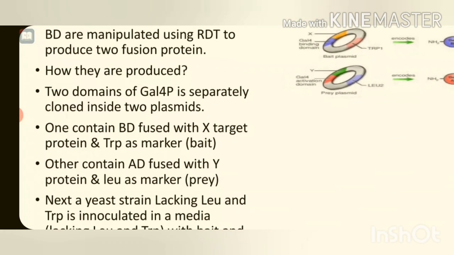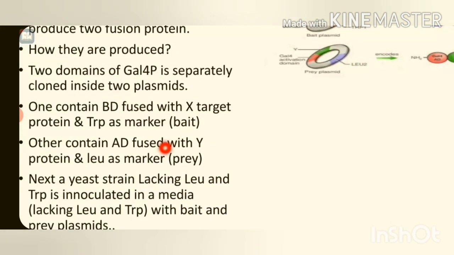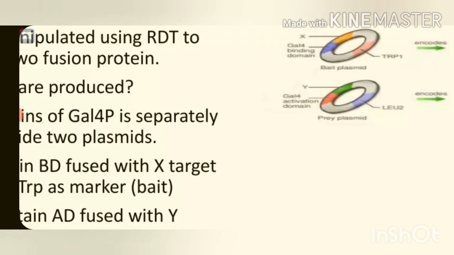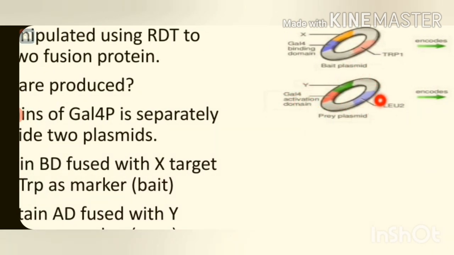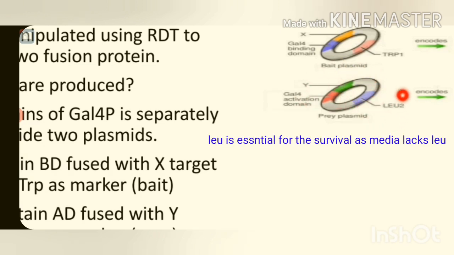Next, what happens? The other plasmid contains the activation domain fused with the Y protein. Here, the Y protein containing the activation domain. This plasmid contains a marker called the leucine marker. This plasmid is then plated on a media that lacks leucine. So only the cells that contain the leucine marker will survive on that media. So they are also screened in this process.